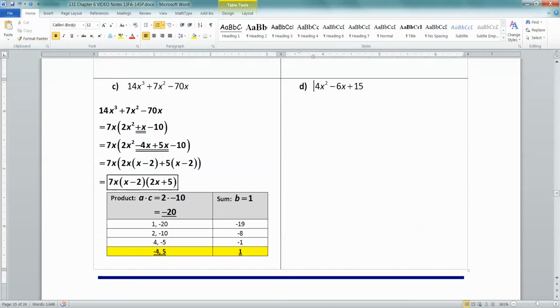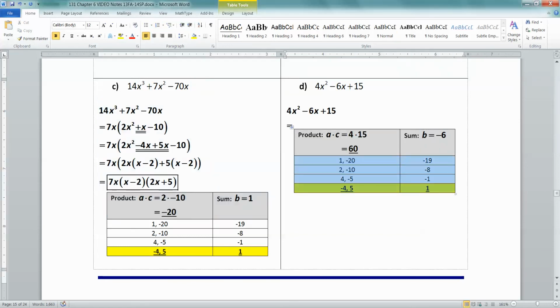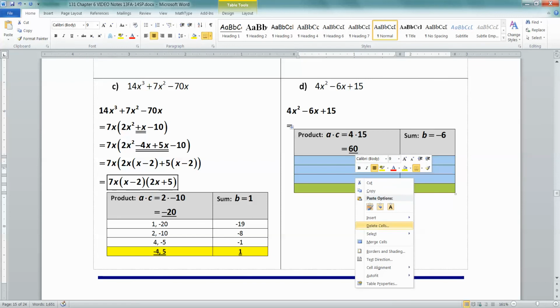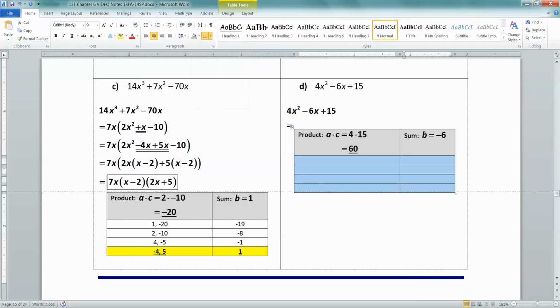Last one. Okay, so let's see here. I've got 4x squared minus 6x plus 15. This one's already in good order. The leading coefficient's in front, and it's positive. We like that, positive. So you multiply a times c, which is 4 times 15. That gets you 60. So I need to multiply to 60, but add up to negative 6.